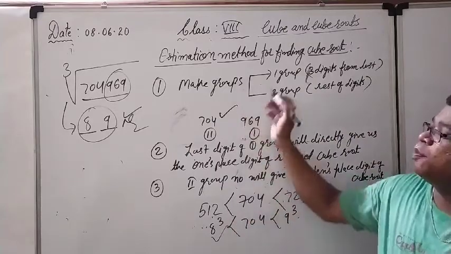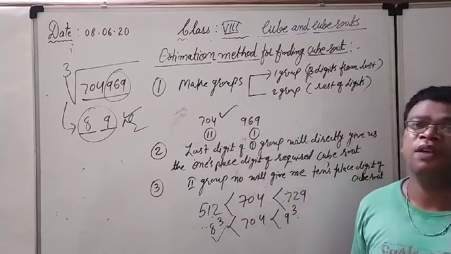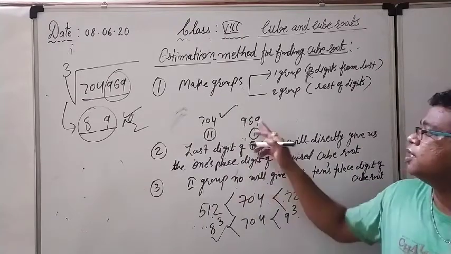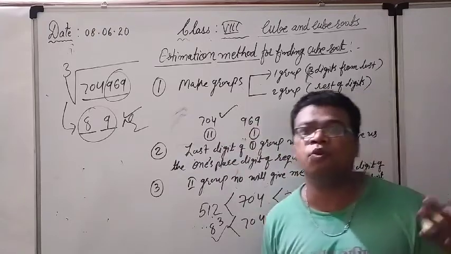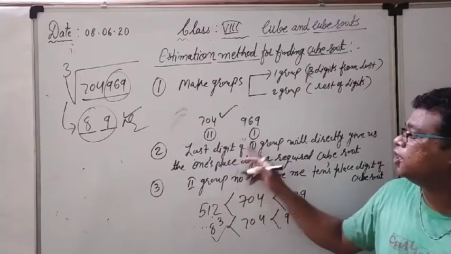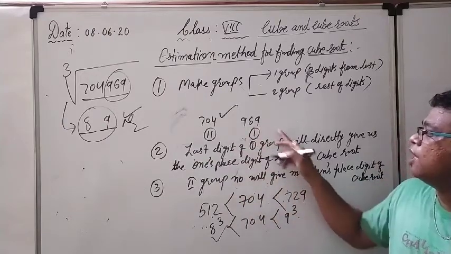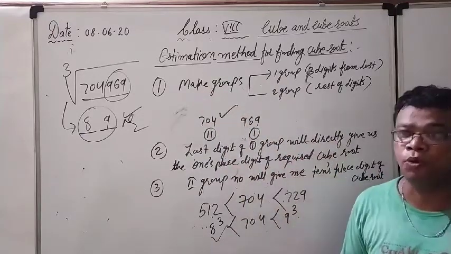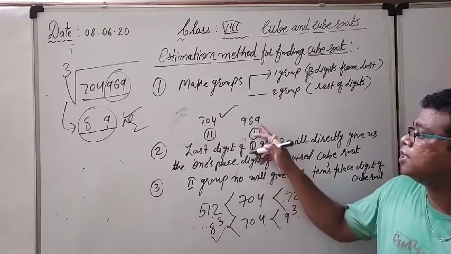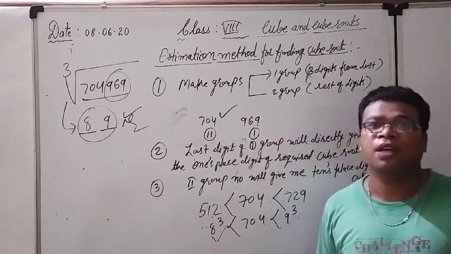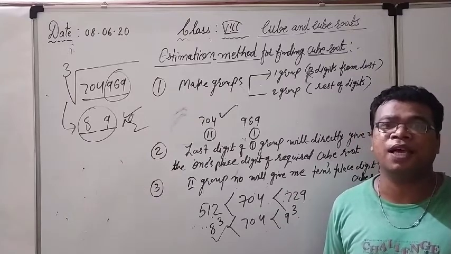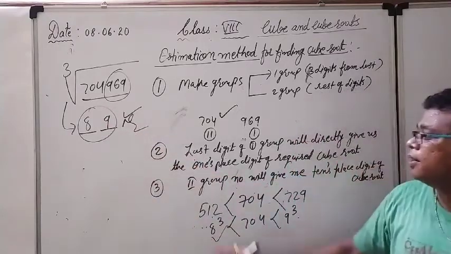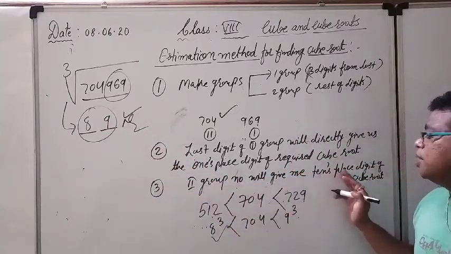One by one we have to prepare two groups: first group, second group. In the first group, the condition is that we take from the last digit, and it will be a 3 digit number. The rest of the digits make group 2. Second step: the last digit of the first group will always directly give the ones place digit of the required cube root. This is 9, and we have studied the rule: numbers ending with the digit 0, 1, 4, 6, 9 give the same digit on their cube. That's why I have written 9 here. And the third point is that the second group will directly give me the tens place digit.